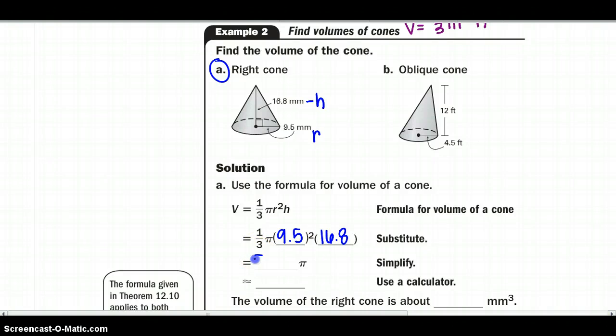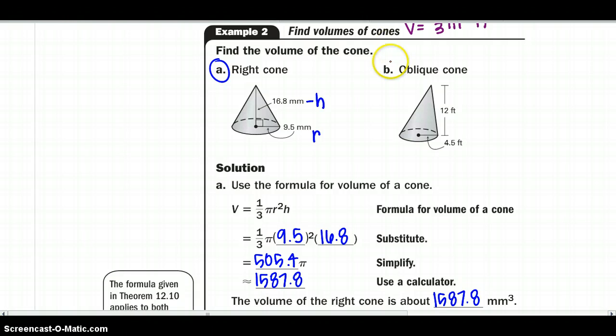Simplifying that, we would get 505.4 pi, which would be approximately 1587.8 millimeters cubed, since we're in volume.